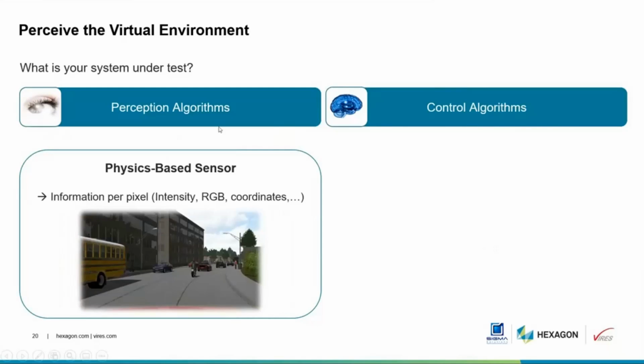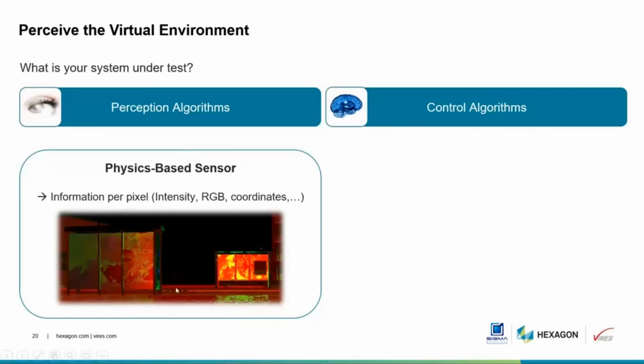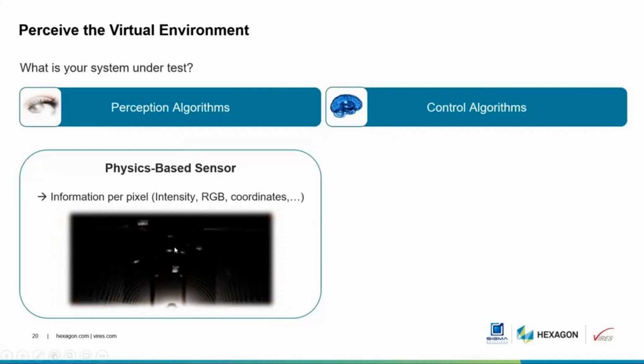Okay, so the perception algorithms basically. So for the perception algorithm, data is very important, the sensor data. So here we have pixel information, the intensity or the RGB coordinates. So with physics-based sensors, you could create fisheye cameras or any other pinhole cameras also. Okay, and this is the physics-based view, and how the radar looks like.